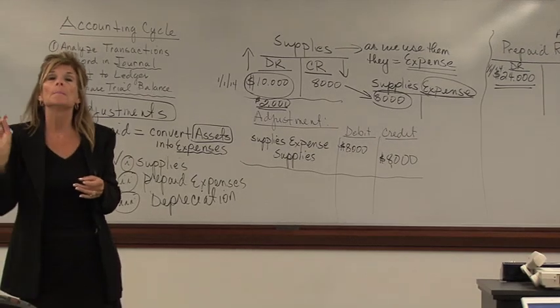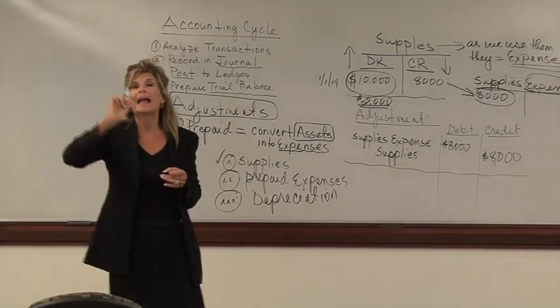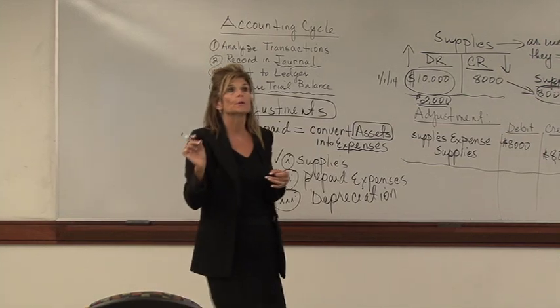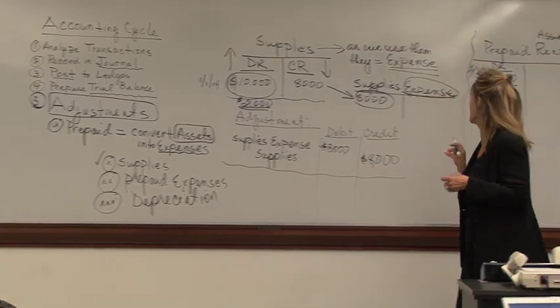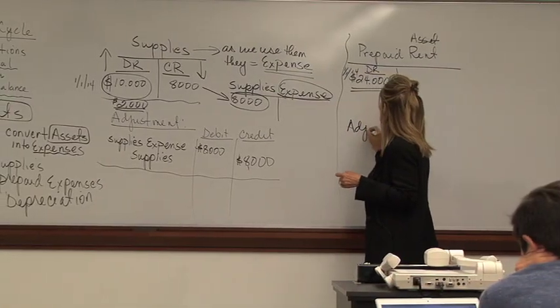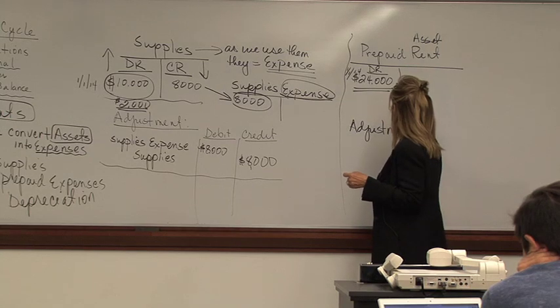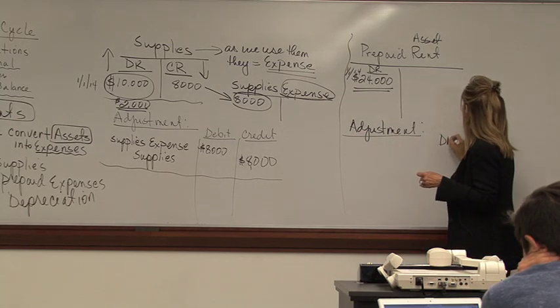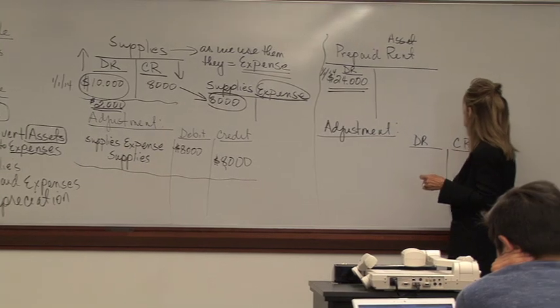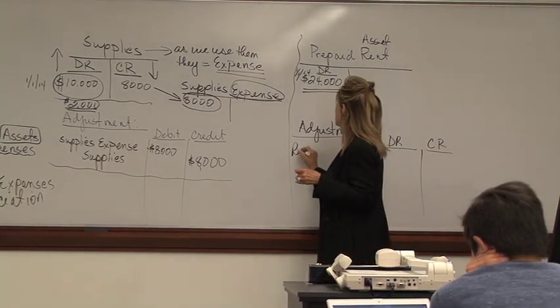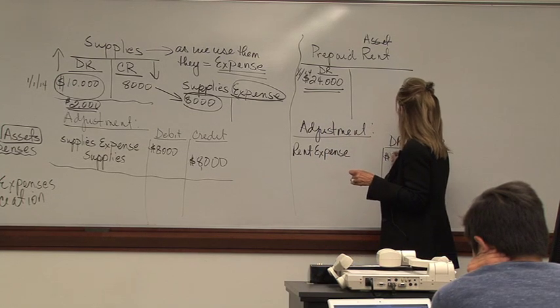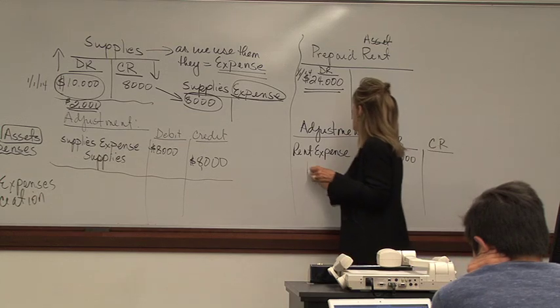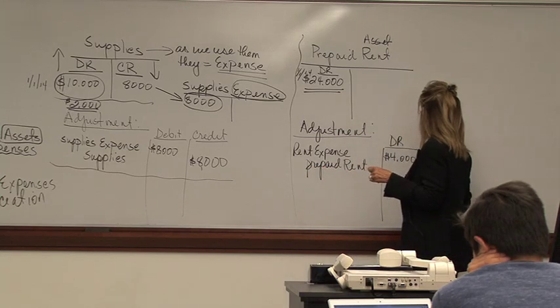Every single month, we have to take it out of the asset account called prepaid rent and put it into the expense account called rent expense. And so that would be our adjustment. Again, we always go to the journal. And our entry would be a debit to rent expense every month, $4,000. And we're going to credit the asset prepaid rent, $4,000.